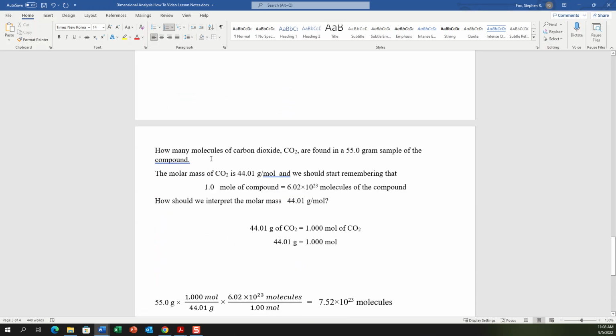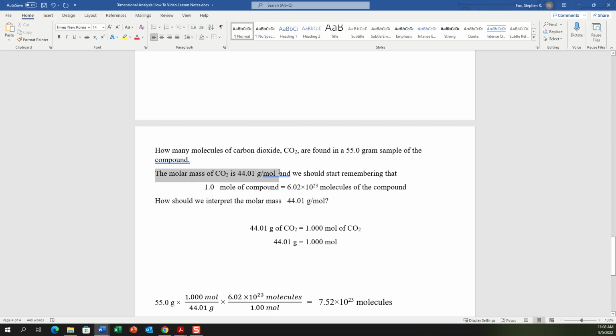All right, so let's put it together for this unit. In this unit, we want to do dimensional analysis. We're going to learn what molar mass is, and what a mole is. And so how do we do it in dimensional analysis? It says, how many molecules of carbon dioxide, CO2, are found in a 55 gram sample of the compound? So we have 55 grams of CO2, and we want to know how many molecules, how many particles, that is, of CO2.